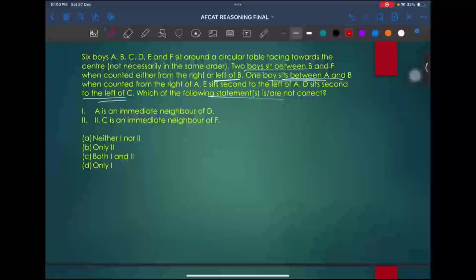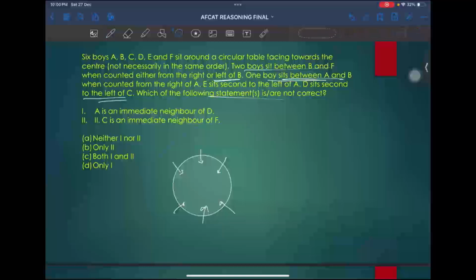Okay. Yeah. Again, 6% are there. Just time is a little bit short. 6% are there. Okay.